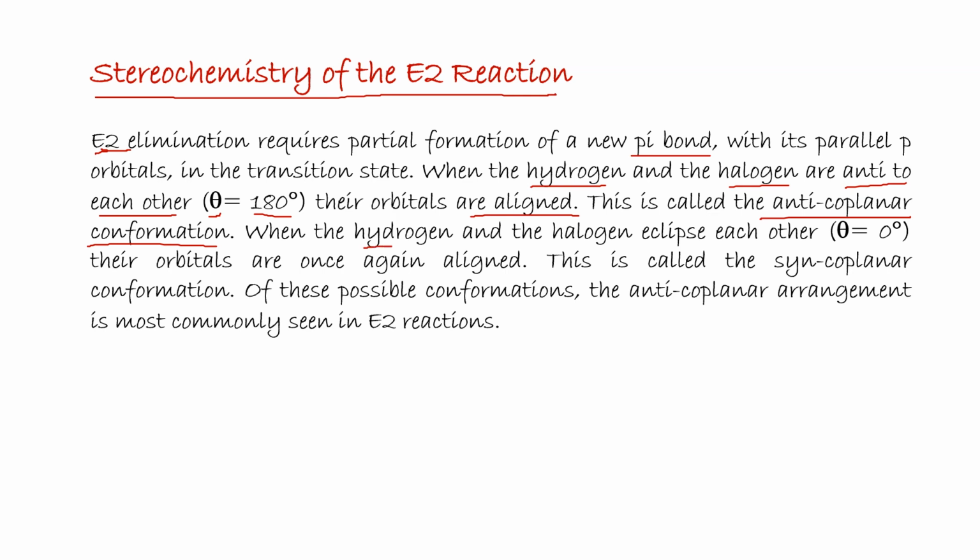When the hydrogen and the halogen are eclipsed, dihedral angle theta equals 0, their orbitals are once again aligned. This is called syn-coplanar conformation. Of these possible conformations, the anti-coplanar arrangement is the most commonly seen in the E2 reaction.